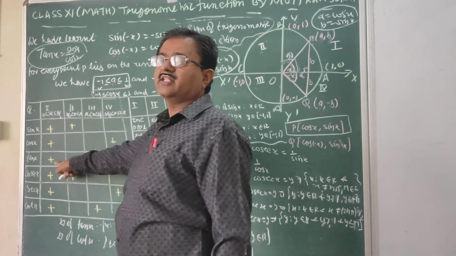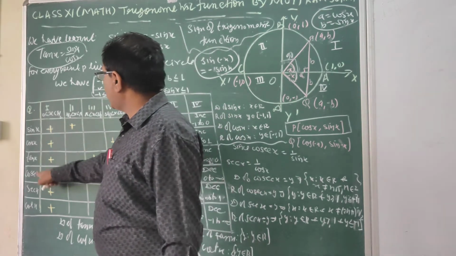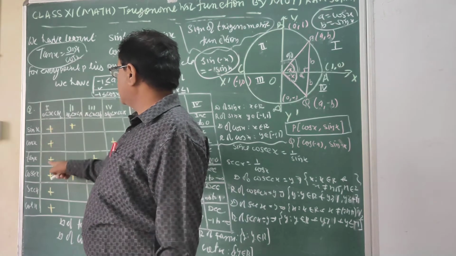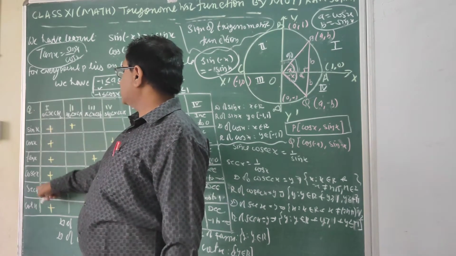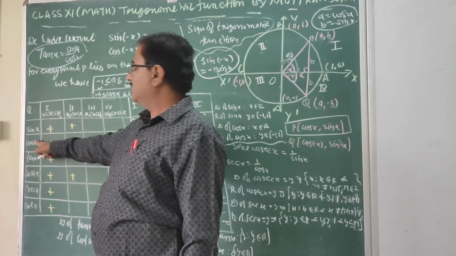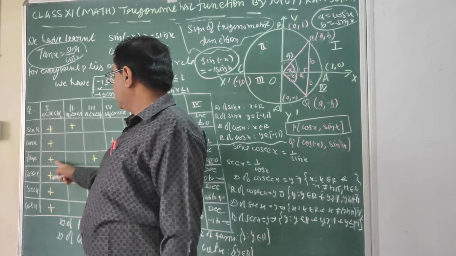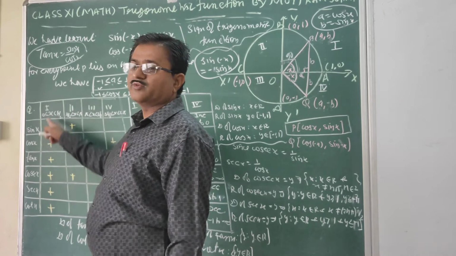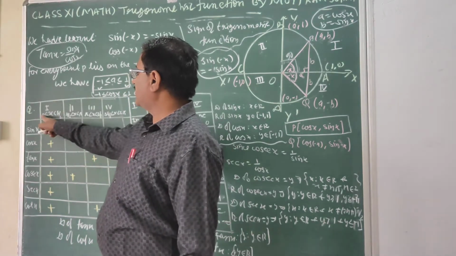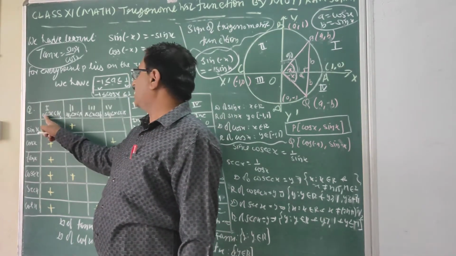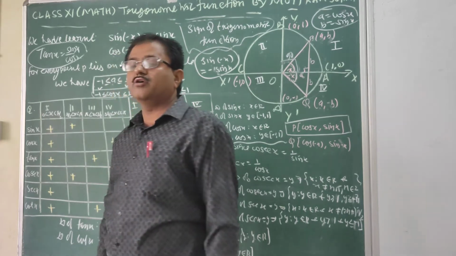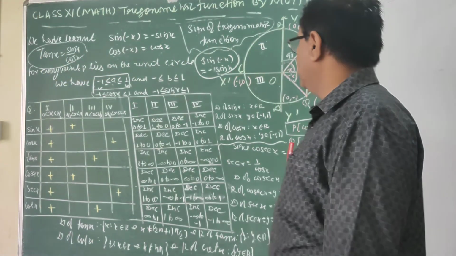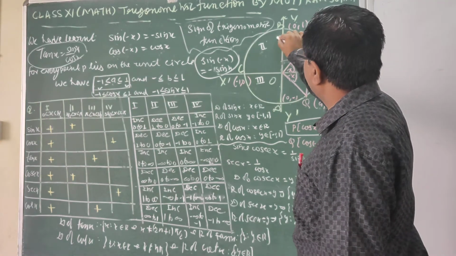Now the other three are the reciprocals. Cosec x is the reciprocal of sin x. So if this is positive, then this is also positive. Sec x is the reciprocal of cos x. So if cos x is positive, 1 upon cos is positive. Cot is the reciprocal of tan. So in the first quadrant, it varies from greater than 0 and less than 90, all trigonometric ratios are positive. Clear?